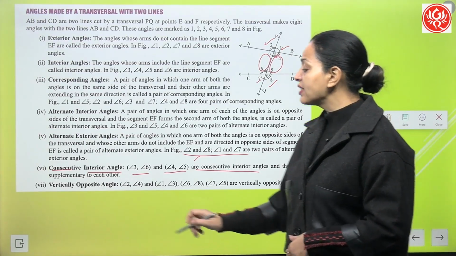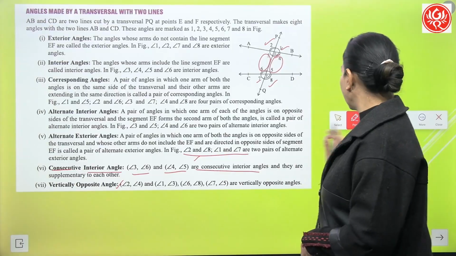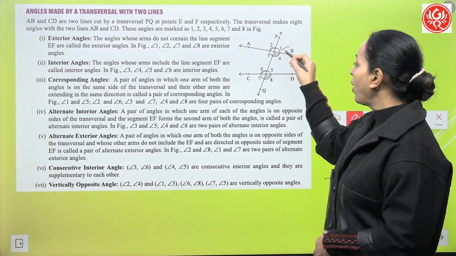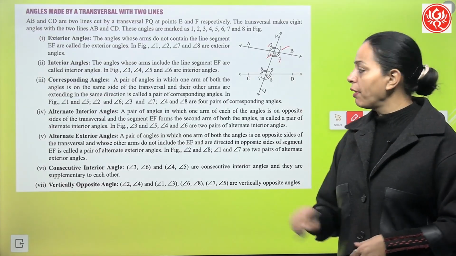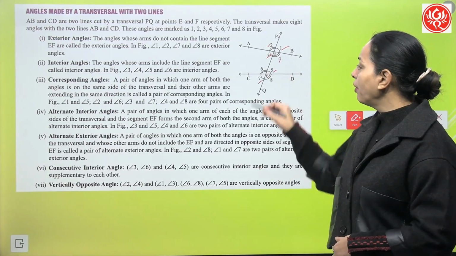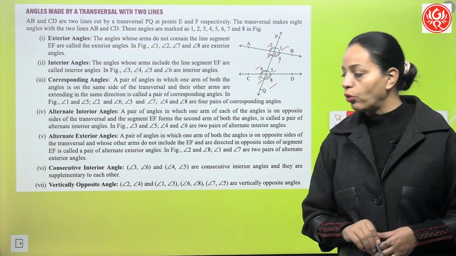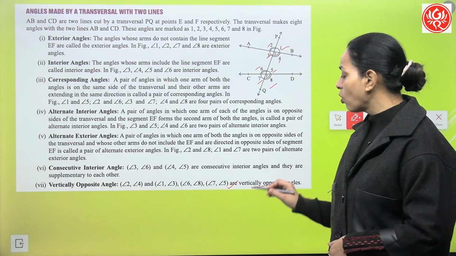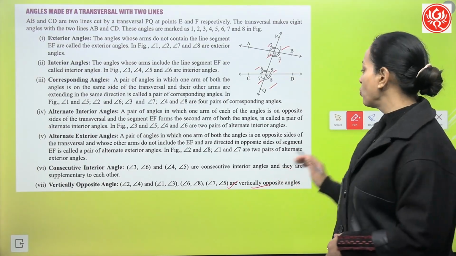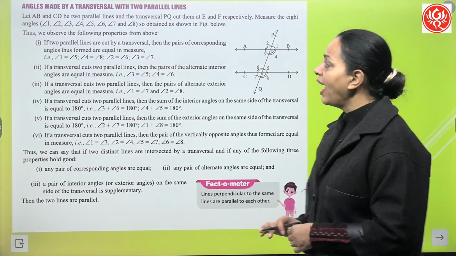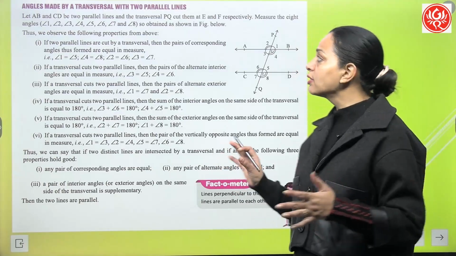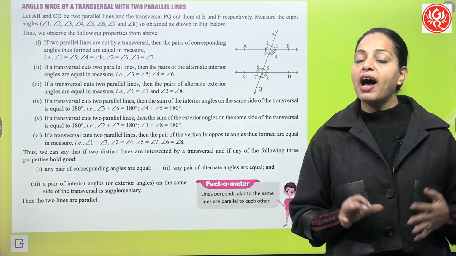Now the next is vertically opposite angles. You can see very well 1 and 3, one pair, 2 and 4, second pair, 5 and 7, third, 6 and 8, 4. So we have four pairs of vertically opposite angles. Fine. So now the next is angles made by a transversal with two parallel lines.